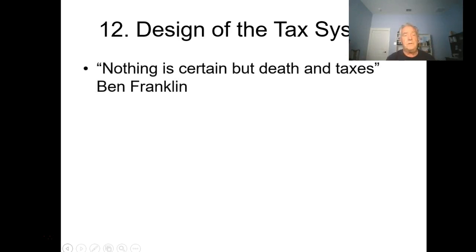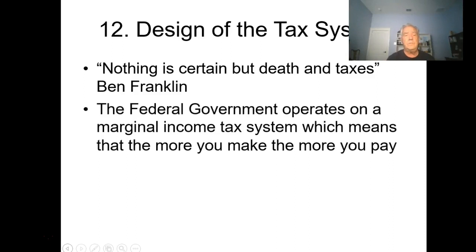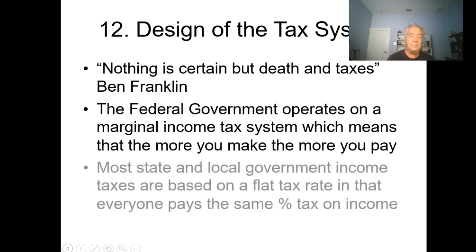Okay, Benjamin Franklin, words of wisdom to everyone: nothing is certain in this life but death and taxes. So you're going to have to pay taxes, no matter what you do. The federal government, as I said, operates what's called a marginal income tax system, which means the more you make, the more you pay. So the higher your income level, the higher the tax rate that you're going to be subject to. We'll talk about how you calculate that in a minute.